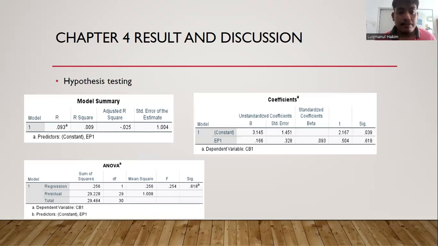Okay, for hypothesis testing, the model summary shows just one model, with the constant being EP1. For the ANOVA regression, the significance is more than 0.01, so it is not significant and not accepted. The coefficient is also above 0.01, so it's not significant, and EP1 is also more than 0.01, so it is not significant.